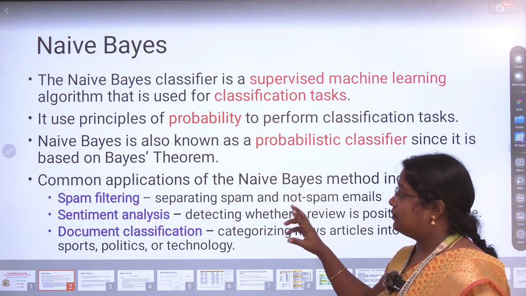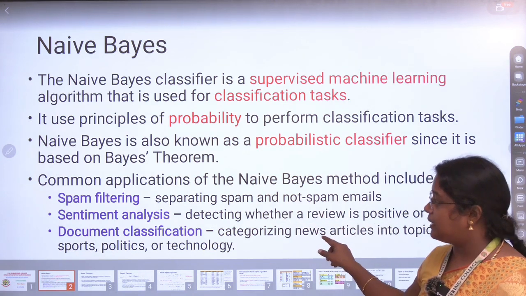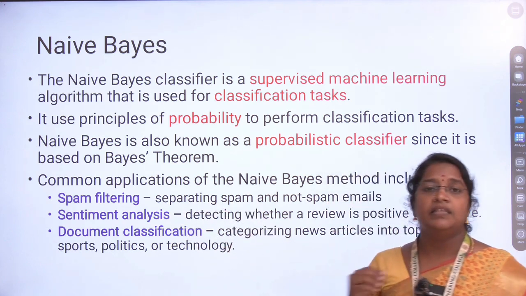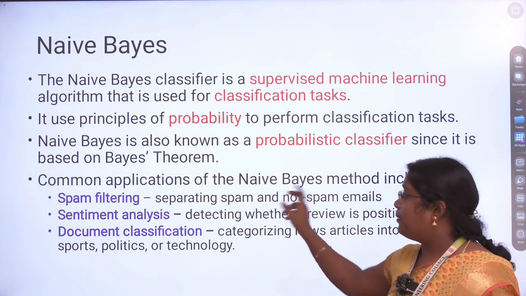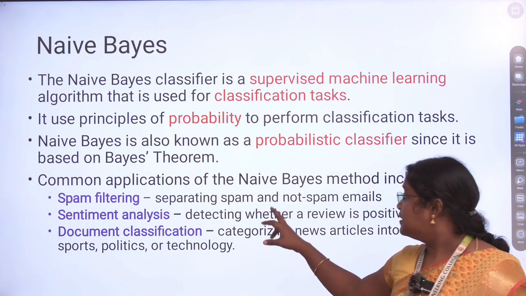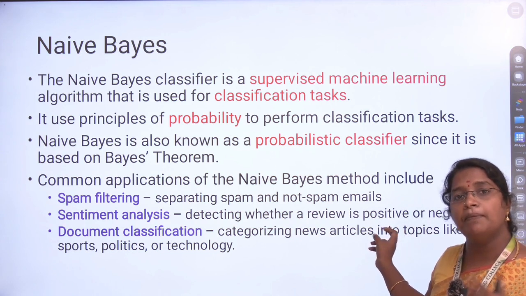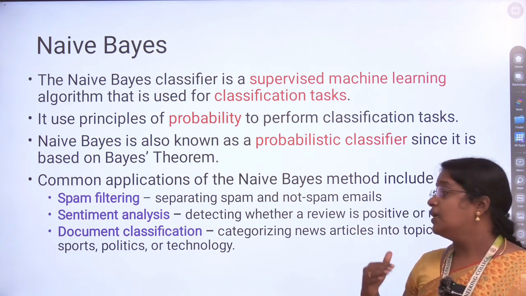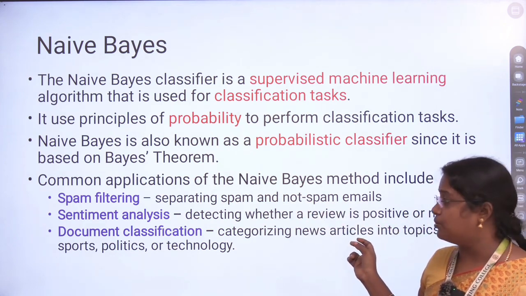Let's see the common applications of Naive Bayes, which include spam filtering, sentiment analysis and document classification. In spam filtering, the Naive Bayes algorithm classifies the incoming mail as spam or not spam. In sentiment analysis, the algorithm detects whether the review is positive or negative. Here I am taking a binary classification. If you want multi-class classification, then the review is classified as positive, negative or neutral.